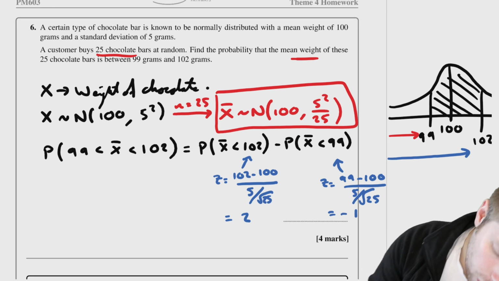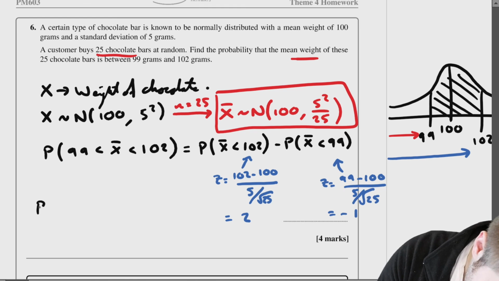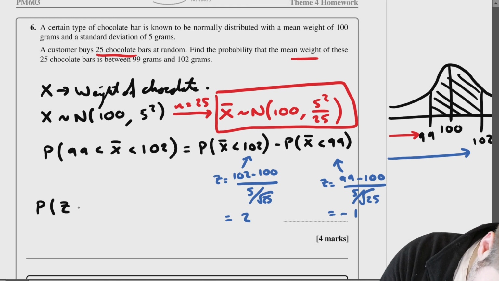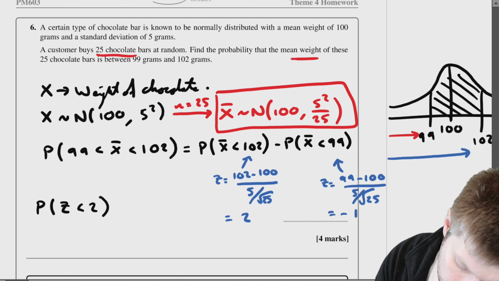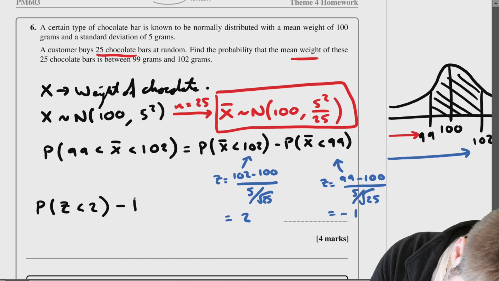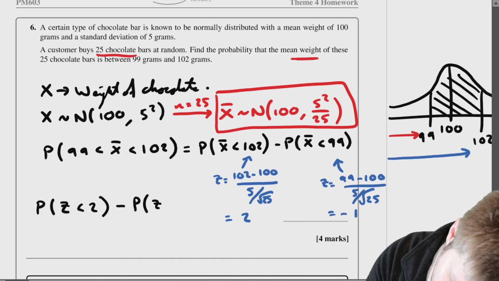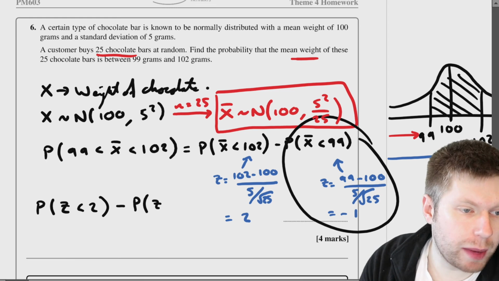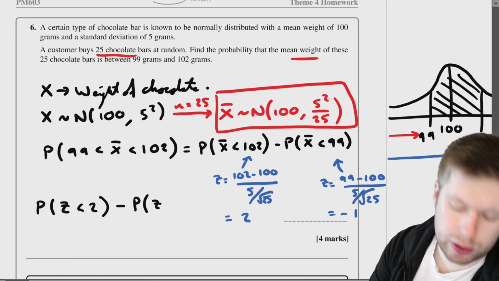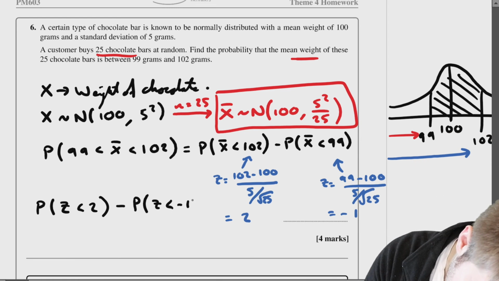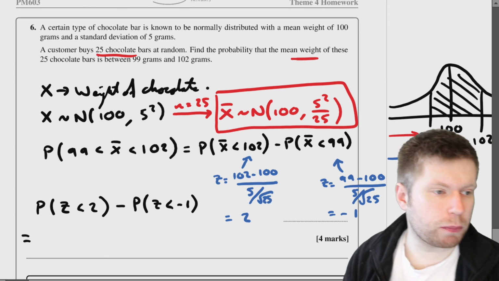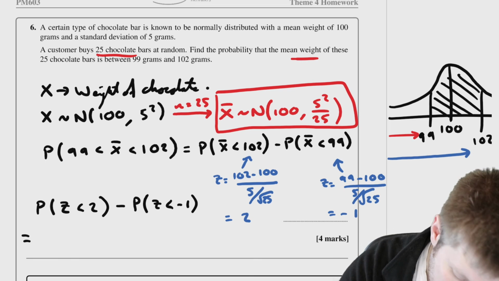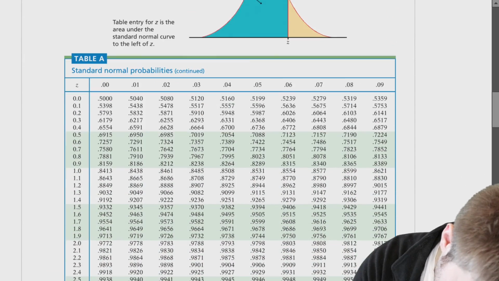So in other words, when I look on my tables, I'm going to first of all look up a value which is less than 2. That's what my 102 corresponds to. It's 2 units of standard deviation from the mean. And then I'm going to look up on my tables a value which lies 1 unit standard deviation below the mean. That's what my 99 corresponds to, so negative 1. So let's first of all find the probability that z is less than 2.